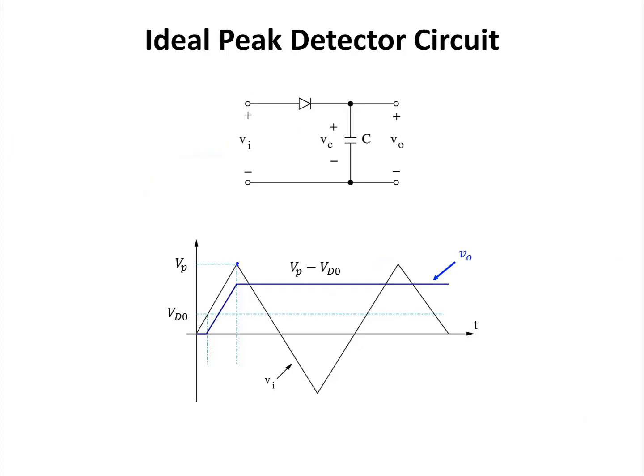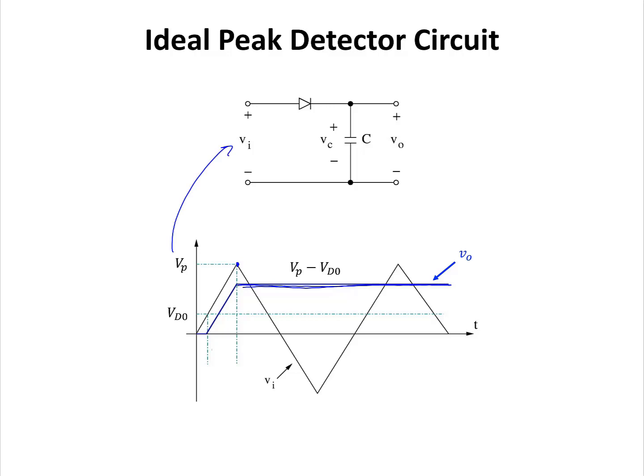It consists of a diode that is connected to a capacitor, and the output is taken at two terminals of the capacitor. As the name implies, this circuit detects the peak value of the input signal. When the input signal reaches its peak value, the output is going to be almost equal to the peak value of the input signal, and it's going to stay constant even when Vi goes below its peak value. So V out is almost equal to the peak value. In fact, it's V peak, the peak value of Vi, minus Vd naught volts.